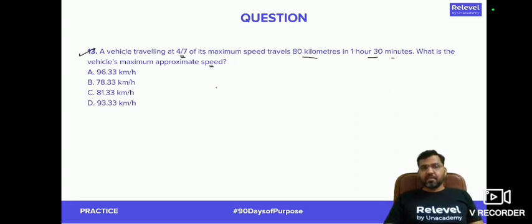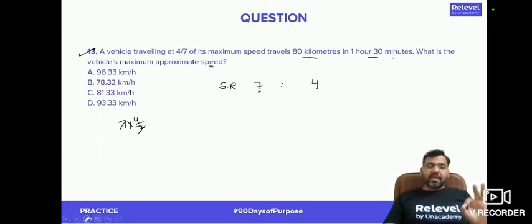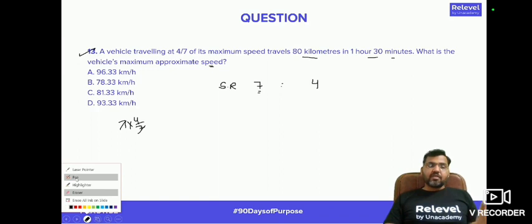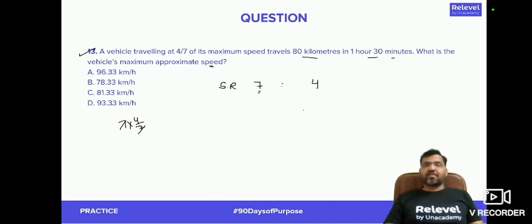So guys, here again the speed ratio is given to you. If I assume the maximum speed to be 7, then the vehicle is traveling at 4 by 7 of 7. 4 by 7 of 7 is 4, right? The speed ratio is 7:4. Why am I assuming 7 here? I'm taking a number which is a multiple of 7 because this value is given to me in the denominator. That's why I'm assuming the maximum speed to be equal to 7. So, assuming maximum speed is 7, the new speed is equal to 4 by 7 of 7, which is 4.